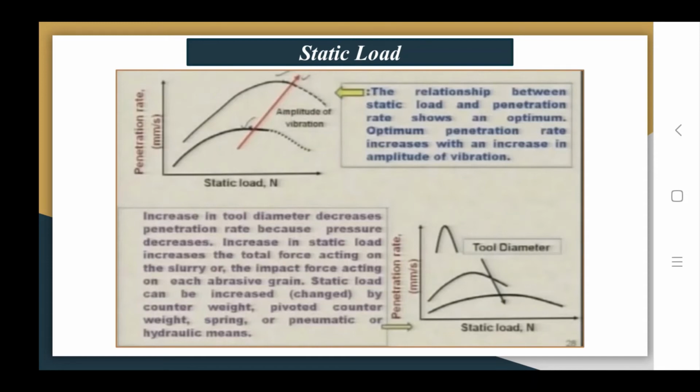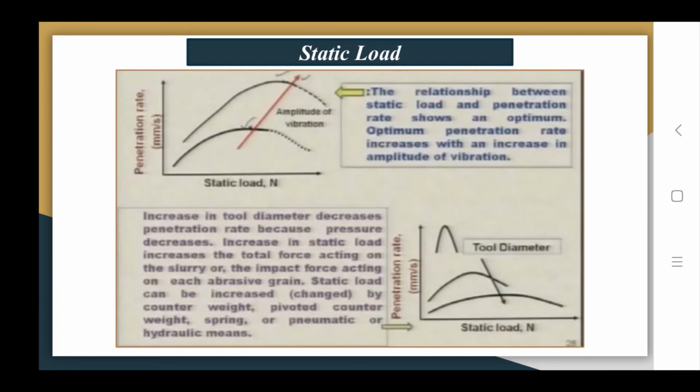And this also can be seen that this optimum value is higher for higher amplitude of vibration. Now if you vary the static load as well as the tool diameter, then this kind of relationship we can obtain. And as the static load is increasing, penetration rate is also increasing, but beyond a certain value or the optimum value, as we have seen in the earlier figure also, it starts decreasing.